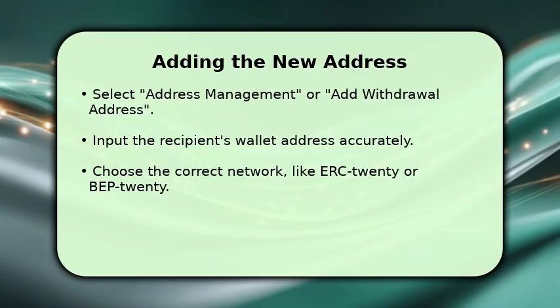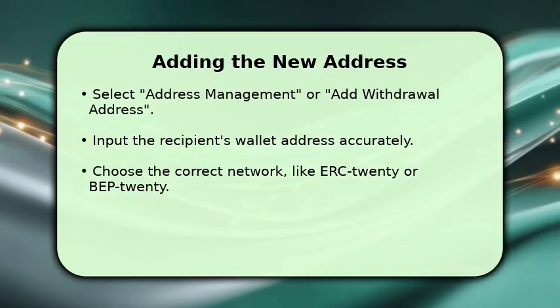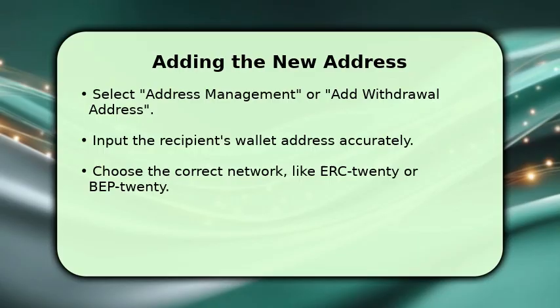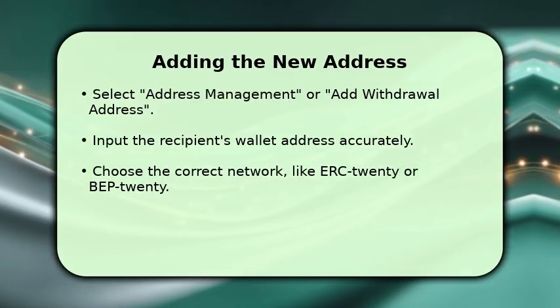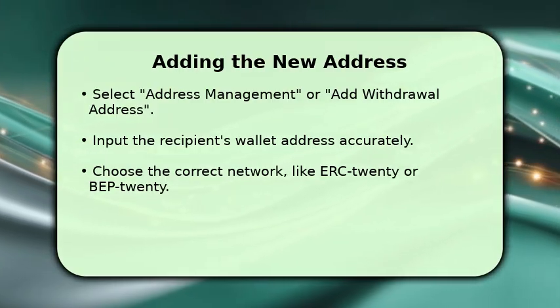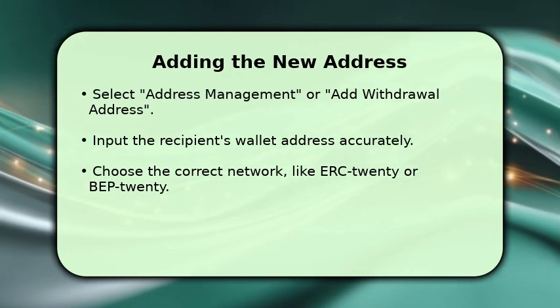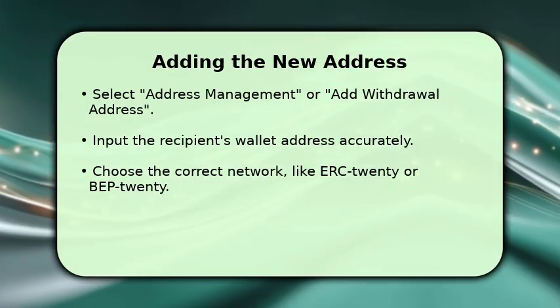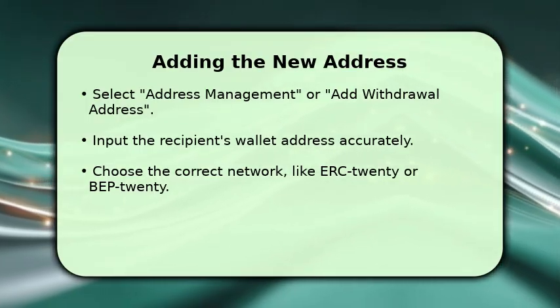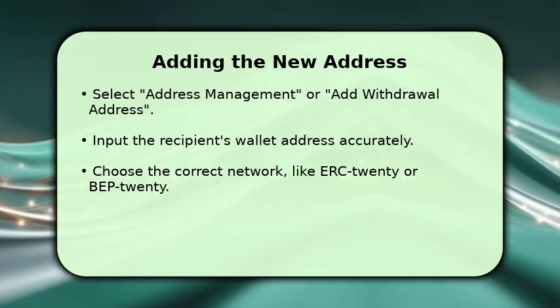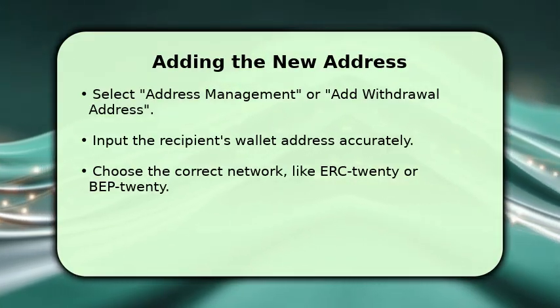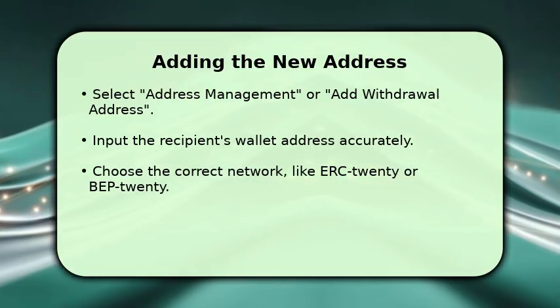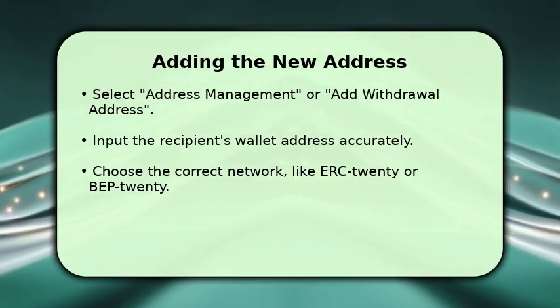On the withdrawal page, look for Address Management or an option to add withdrawal address. Here, you will carefully paste the external wallet address. It is absolutely vital to select the correct network, such as the Ethereum network, also known as ERC20, or the Binance Smart Chain, BEP20. A mismatch could result in permanent loss of funds. Finally, give your new address a clear, memorable label.